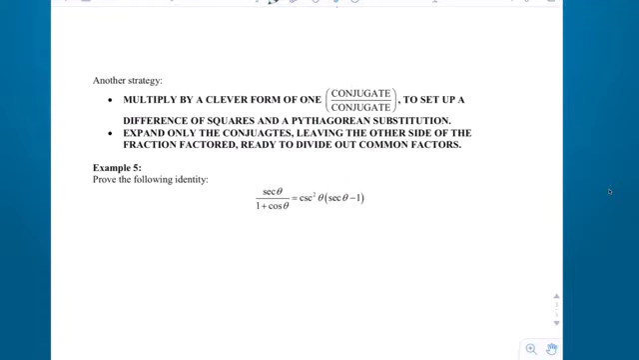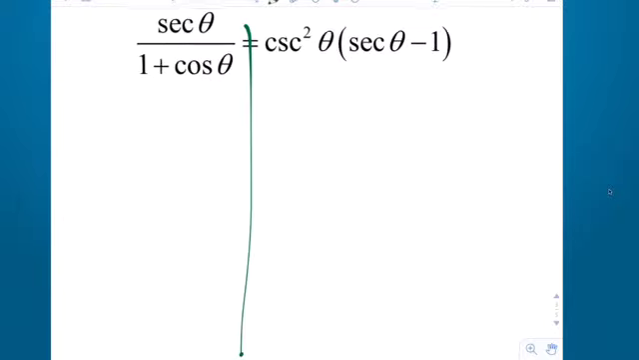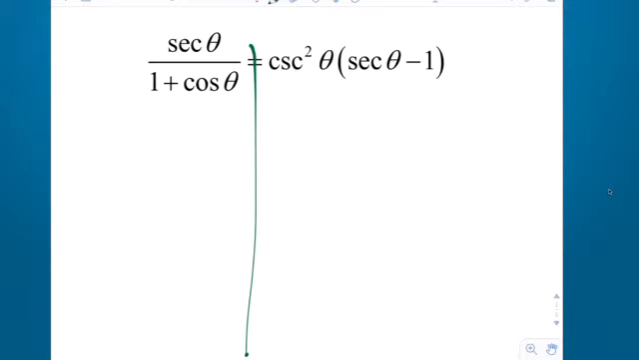All right, example 5 then. Prove the following identity. Draw a line down der Mitte. Where to start, where to start? Left or right? Or right or left?